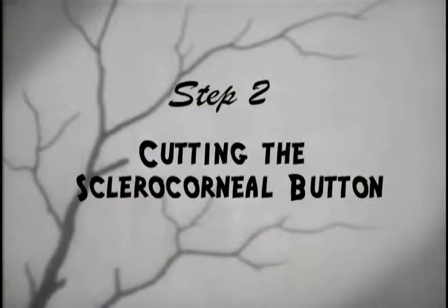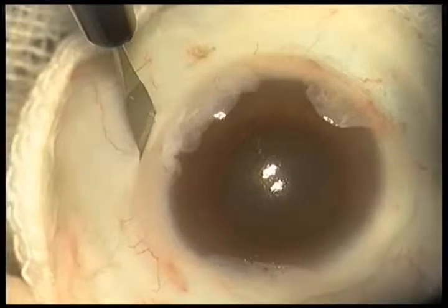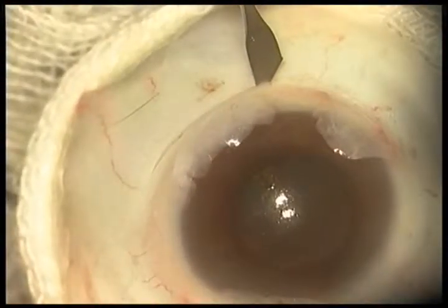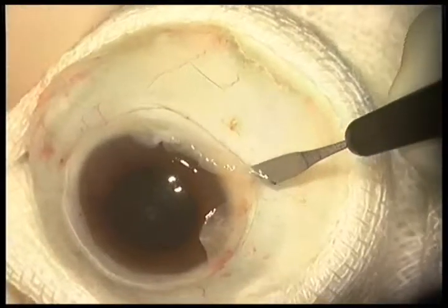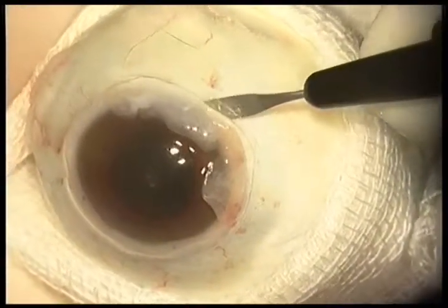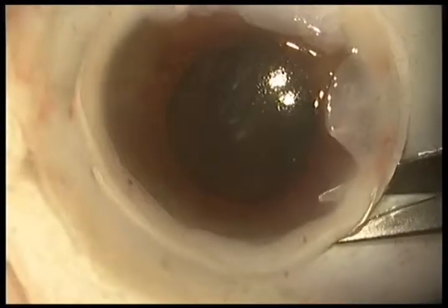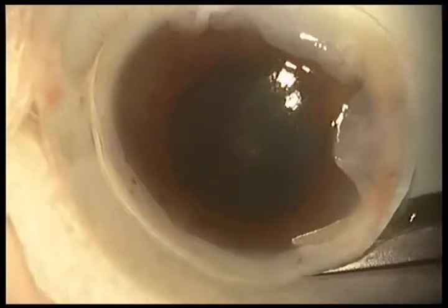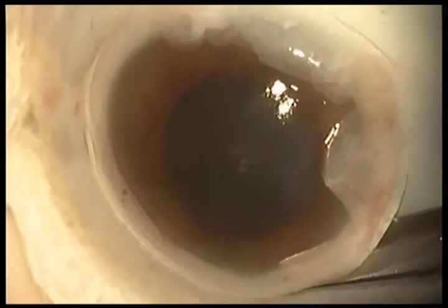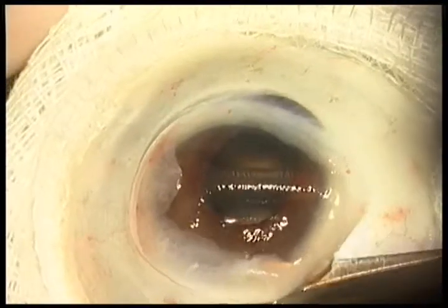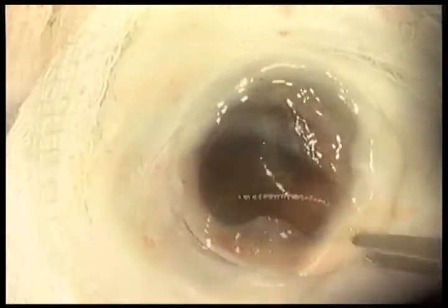The next step is to proceed by cutting the sclerocorneal button with the surgical knife, leaving a margin of 2 to 4 millimeters from the limbus. This last margin is advisable for facilitating its utilization in lamellar corneal transplantation techniques. The incision is completed with scissors.